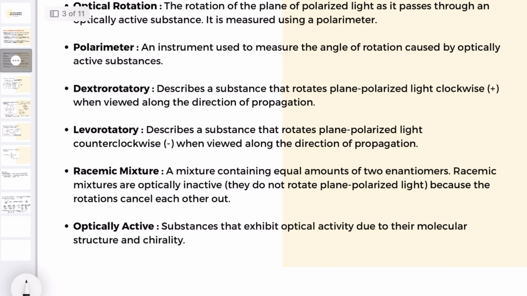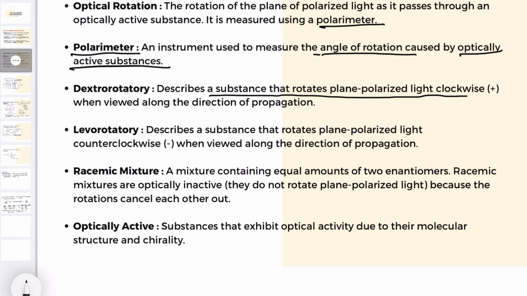The next is optical rotation. The rotation of plane polarized light as it passes through the optically active substance, it is measured using the polarimeter. The next is polarimeter. It is an instrument used to measure the angle of rotation caused by the optically active substances. The next is dextrorotatory. A substance that rotates the plane polarized light clockwise when viewed along the direction of propagation. It is denoted by D or sign plus.